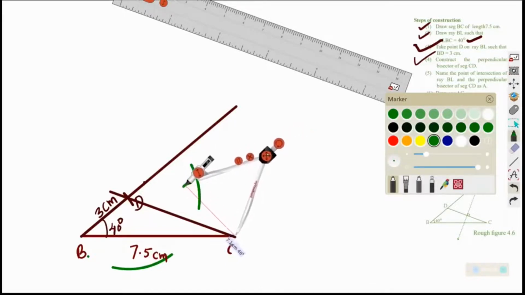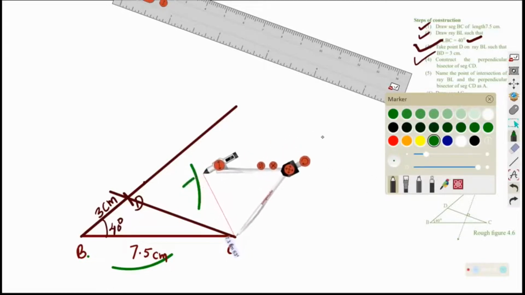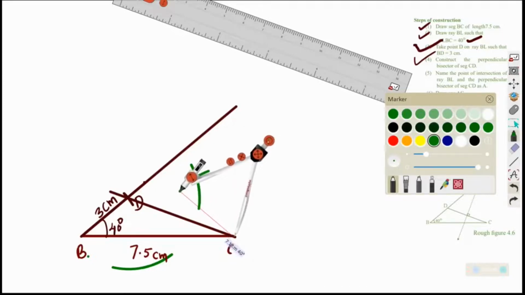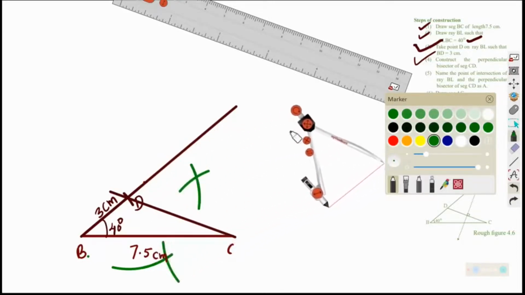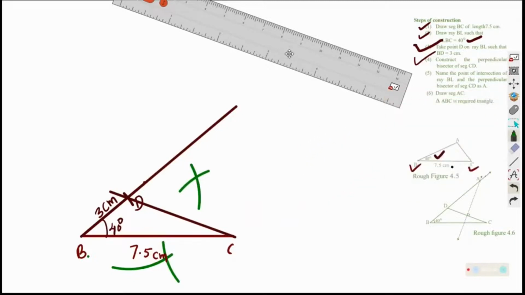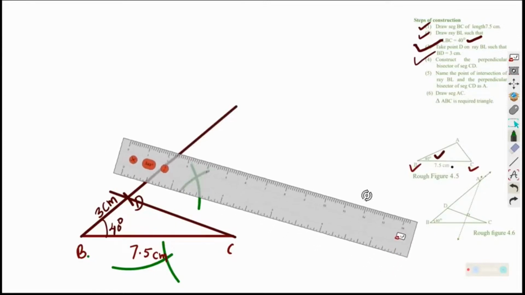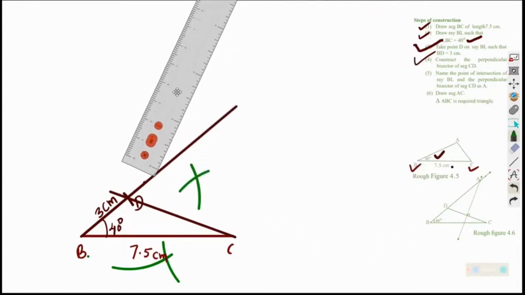Take the compass to the other side of the line segment. Okay. Just it will intersect over there, good. Enough, and we can connect these 2 points of intersection of arc to get the perpendicular bisector of the side CD.